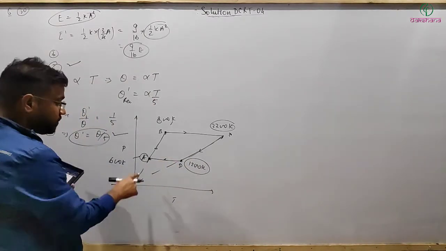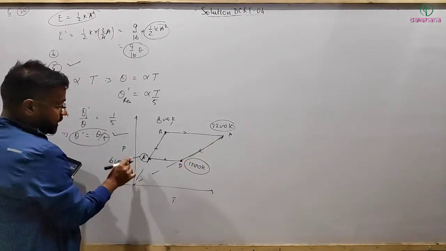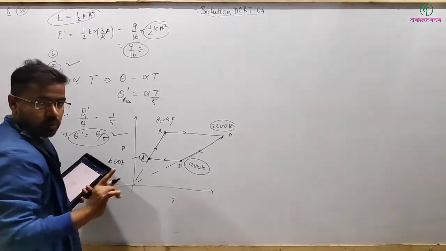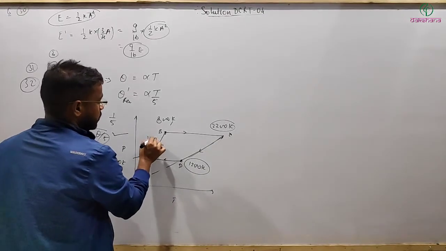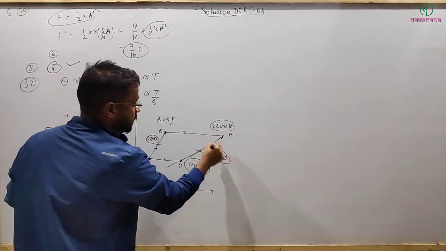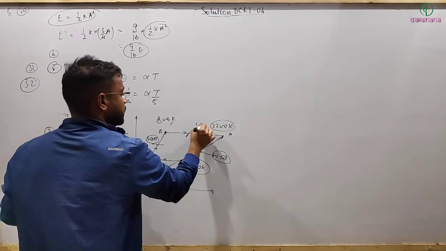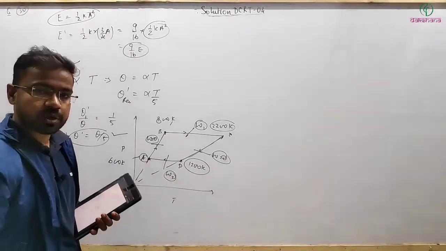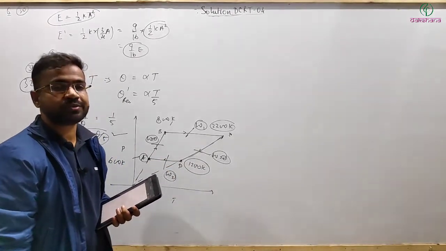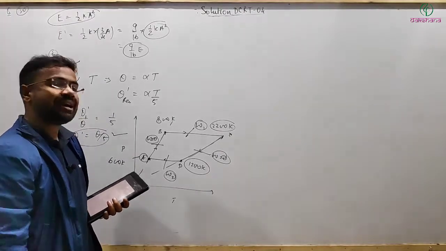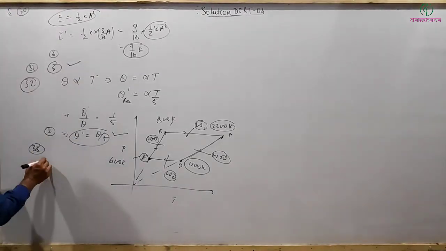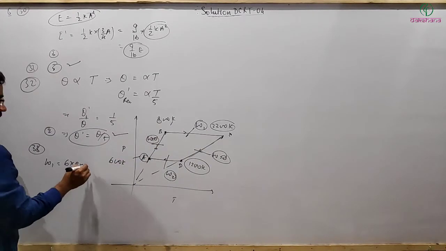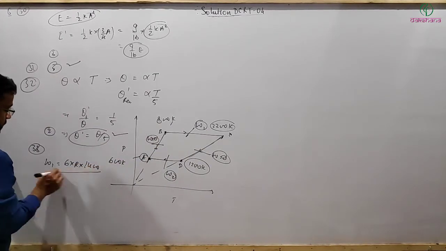First thing, AB and CD are straight lines passing through the origin. So these two processes are isochoric processes, meaning W is 0 here and here also W equal to 0. No work is done. Only there will be work done, that's W1, and here work done W2. And these are constant pressure processes, and in a constant pressure isobaric process, work done is equal to nR delta T. So I can write W1 is equal to 6R delta T, 2200 minus 800, that's equal to 1400. This is the work done.